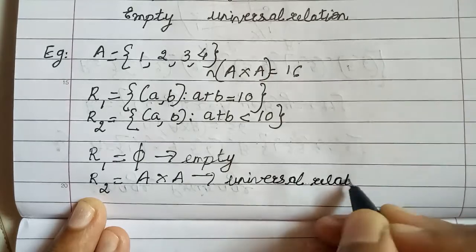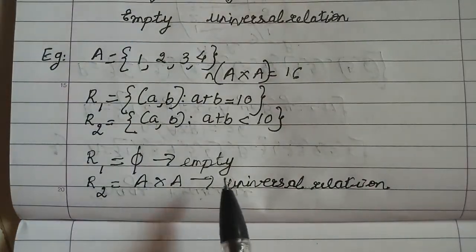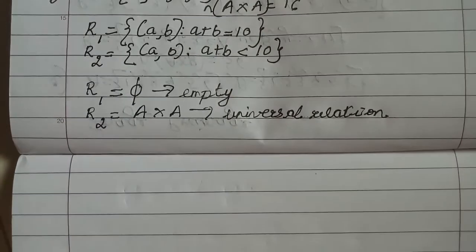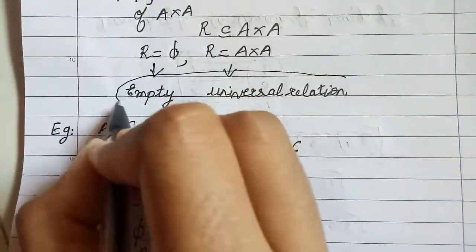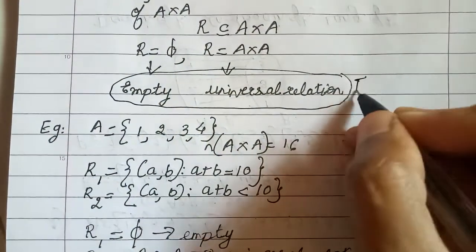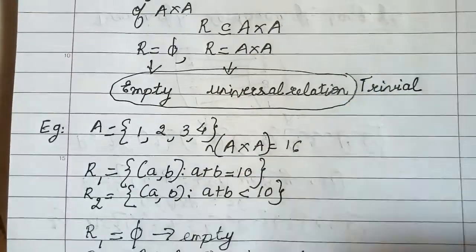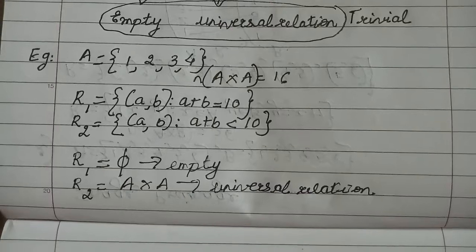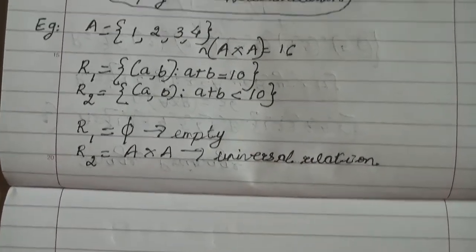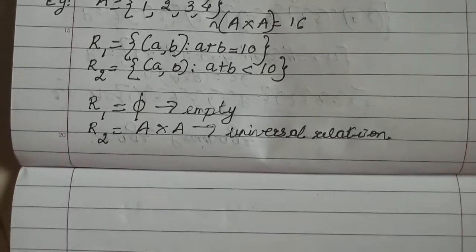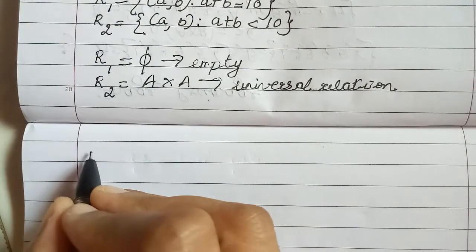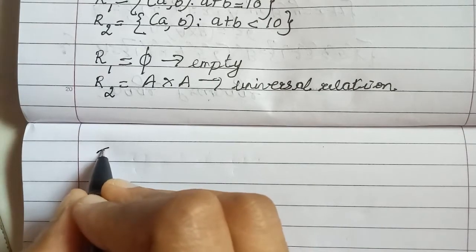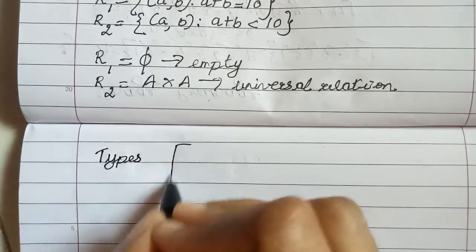That means every set A will have two relations by default. One is an empty relation and another one is a universal relation. Now children, this empty relation and universal relation are called trivial relations. Both are called trivial relations. Trivial relation means by default any set A will always have an empty relation and a universal relation. Now apart from this, you have three different types of relations on a set A.